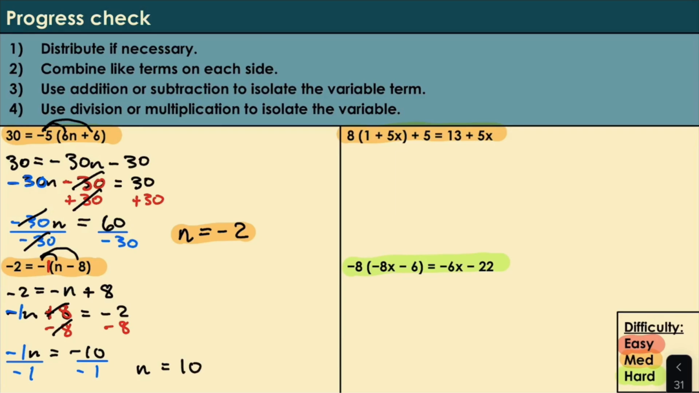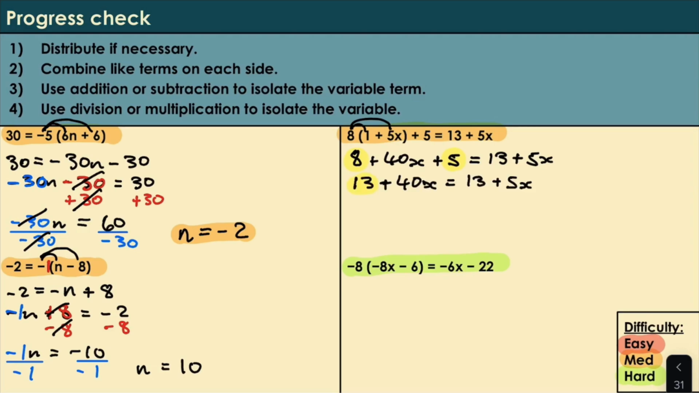Next up, step 1, distribute if necessary. So we have 8 multiplied by the 1, 8. 8 multiplied by 5x is 40x. Step 2, combine like terms on each side. I see the 8 and the 5. Let's add those together. Step 3, use addition or subtraction to isolate the variable term.